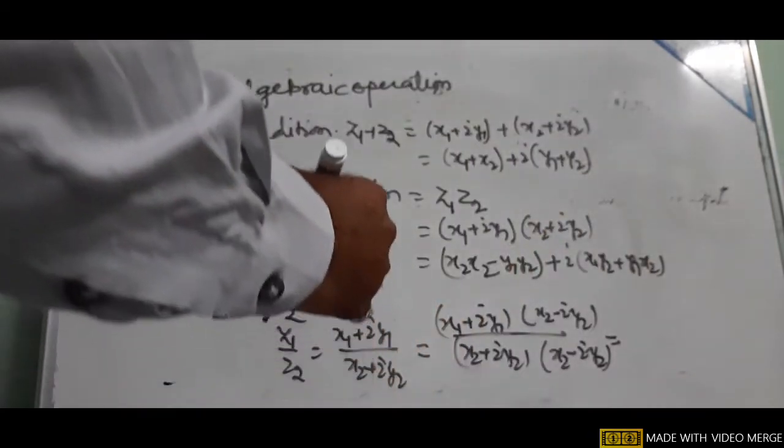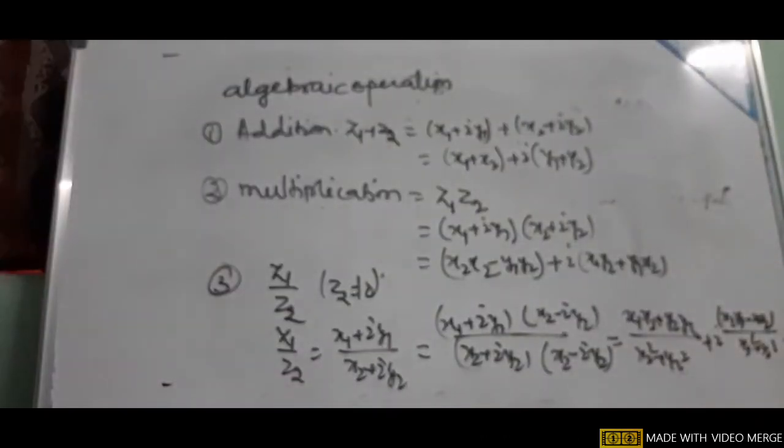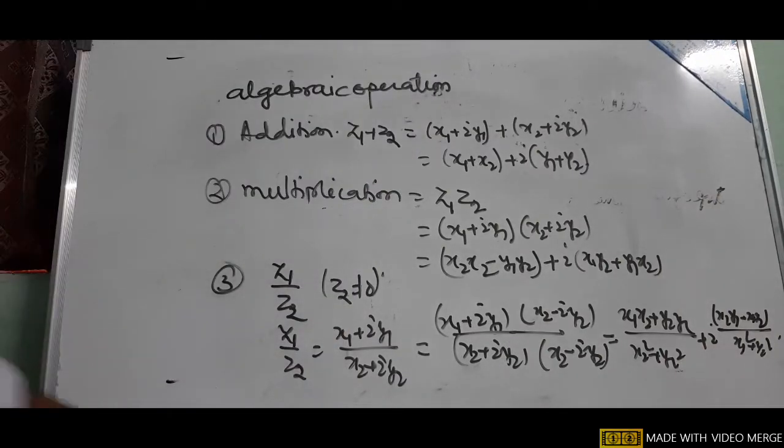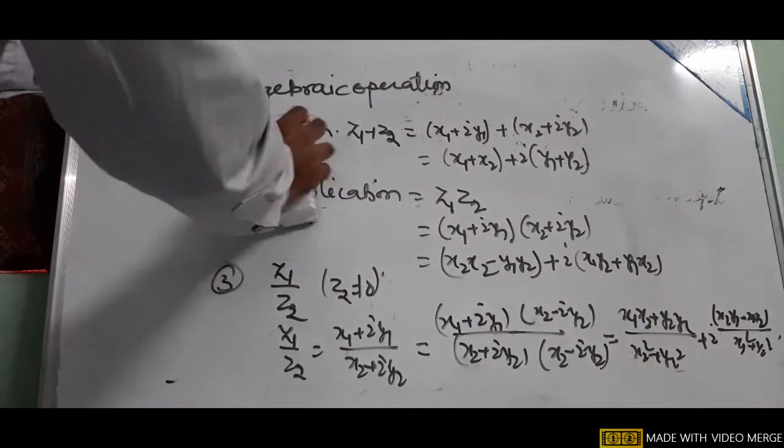So we will be getting x1 x2 plus y1 y2 divided by x2 square plus y2 square, plus i times x2 y1 minus x1 y2 divided by x2 square plus y2 square. So these are the algebraic operations that we will be using in the complex number.